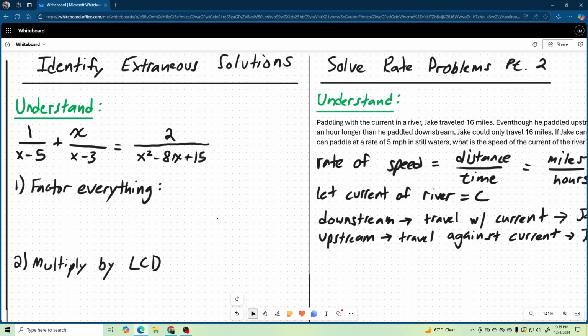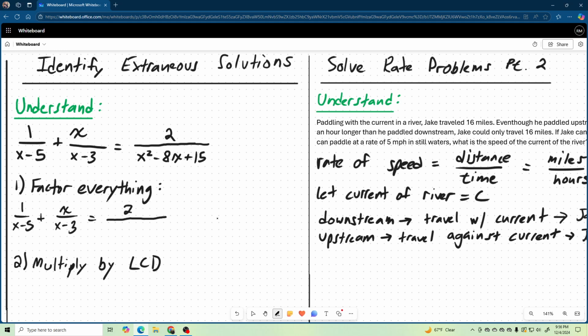Okay, so step 1 says factor everything. All right, well, let's do it. There's not really much to factor in this case, right? So we have 1 over x minus 5. There's literally nothing to factor there. And then plus x over x minus 3. Again, nothing to factor. And this is going to equal 2 over something we can factor. You didn't think there was going to be no fun, did you?